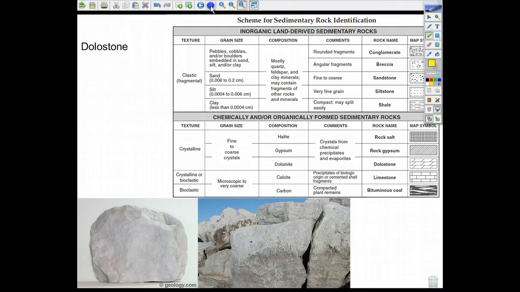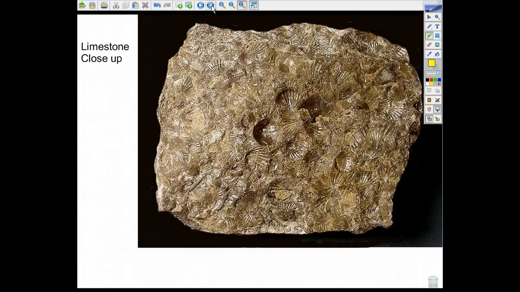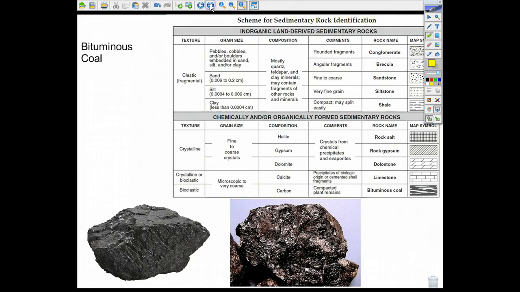Everybody's favorite, limestone. Limestone's pretty cool looking. You could see the shells here, and you could see that limestone could either be precipitates of biological origin or cemented shell fragments. You could see the shell fragments here, and this would be the precipitate. We really can't see it, but it came from a biological origin. And there's a close-up of the shells in limestone. You see the shell impressions, and even some parts of it have shells itself. We have samples of this which you will see in person. Very exciting times we're living in.